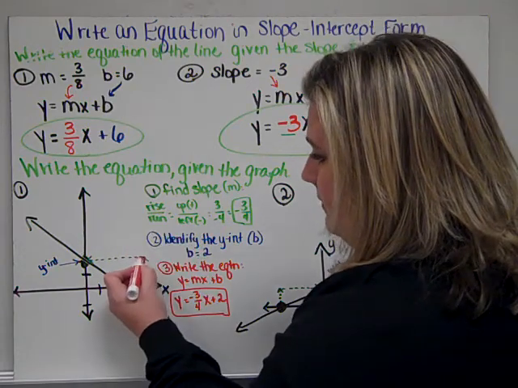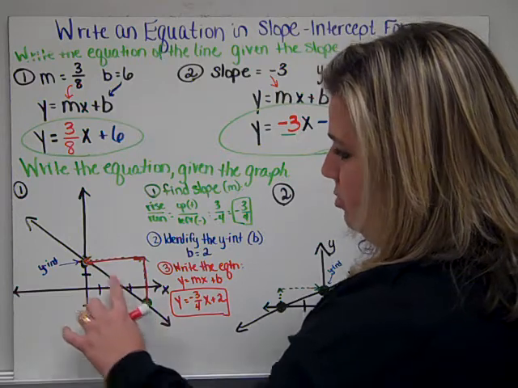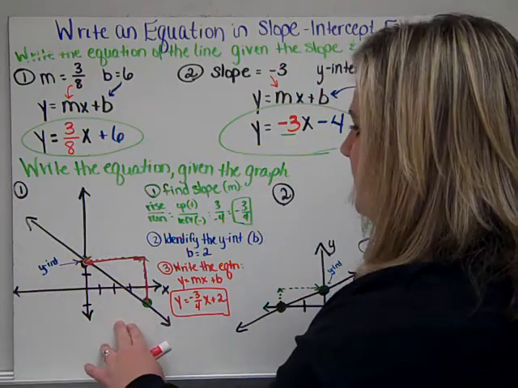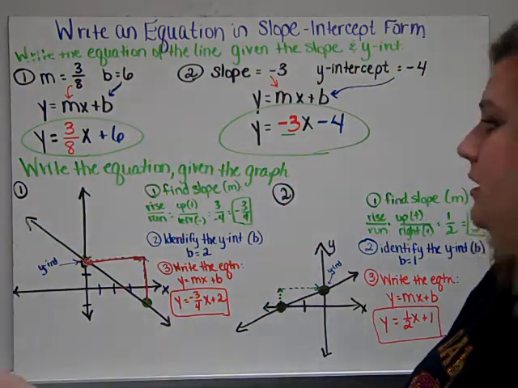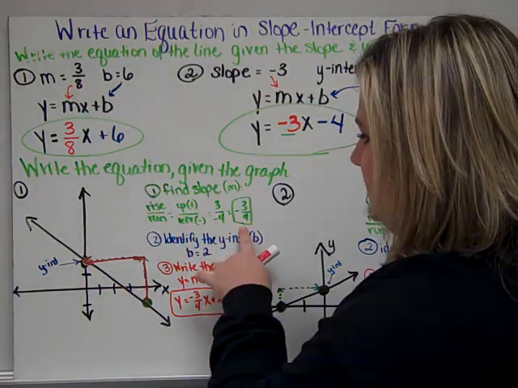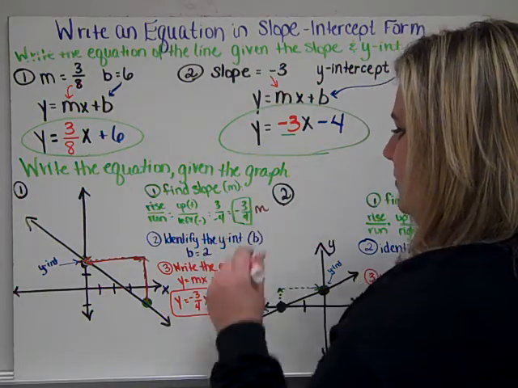Well, I have to go left in order to go to this point here, because you're going from one point on the line to another point on the line. And so that means I went left 4 units. And remember, left is a negative direction. So that tells me that the value of my slope is negative 3/4. So that is my m.